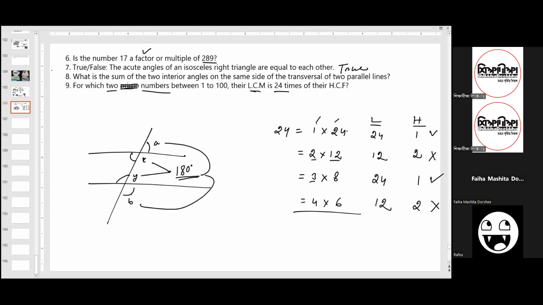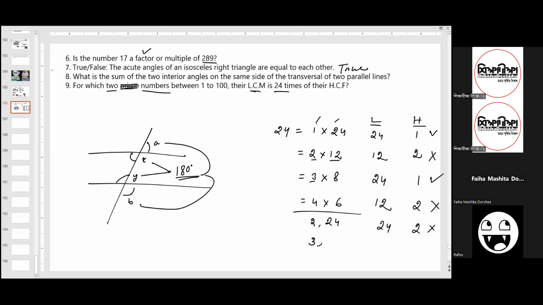That is 24 and 2. So this is also true. I mean we can find out the LCM of 24 and 2 is 24, but the HCF is 2. So this is not our answer, right?